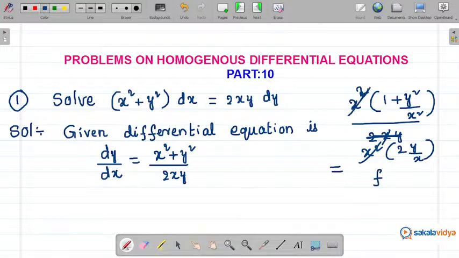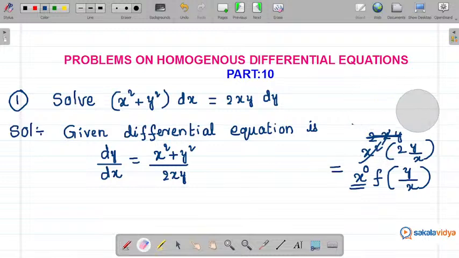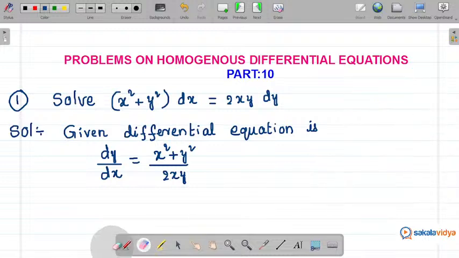Now it appears to be a function of y by x, f of y by x, with x power 0 since x square by x square is x power 0. So the degree is 0 and it is a function in x comma y. This is said to be a homogeneous function. Here x square is second degree, y square is second degree, and x into y is also second degree, so it is a homogeneous function in x comma y.